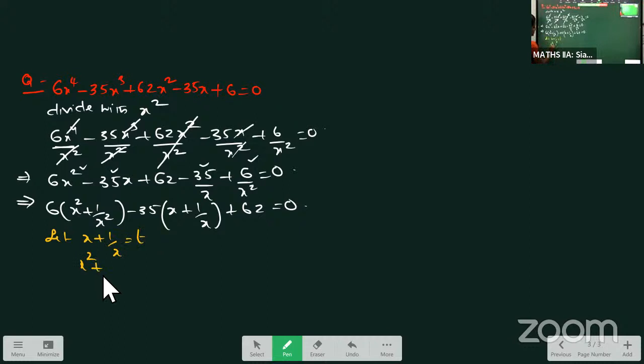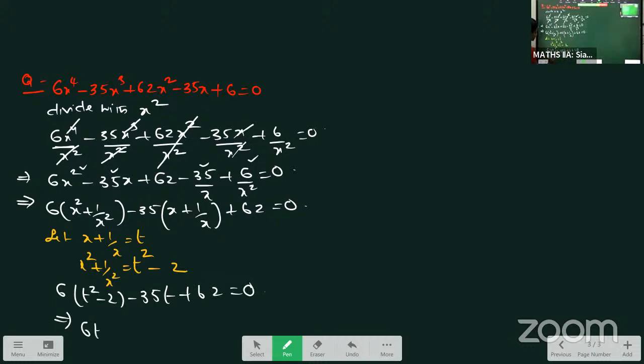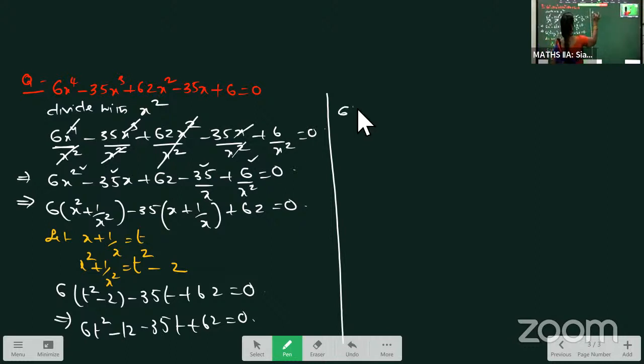Then x^2 plus 1 by x^2 will become t^2 minus 2. Then here this becomes 6 into (t^2 minus 2) minus 35t plus 62 is equal to 0. Now this is 6t^2 minus 12 minus 35t plus 62 is equal to 0. Then this will become 6t^2 minus 35t, and 62 minus 12 is 50, plus 50 is equal to 0. Then we should go for this one more.